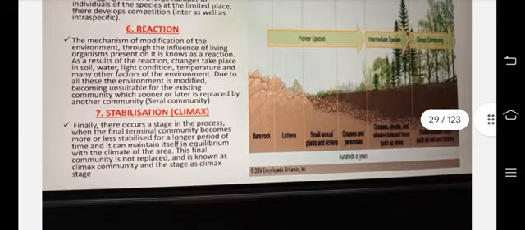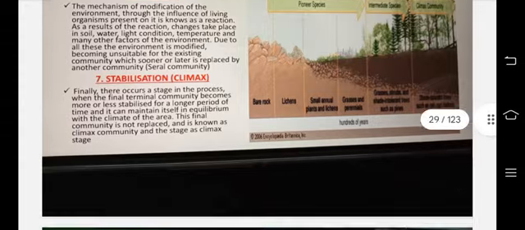Then stabilization or climax. Finally, a stage occurs in the process when the final terminal community becomes more or less stabilized for a longer period of time, and it can maintain itself in equilibrium with the climate of the area. This final community is not replaced. This is known as the climax community and the stage as the climax stage.